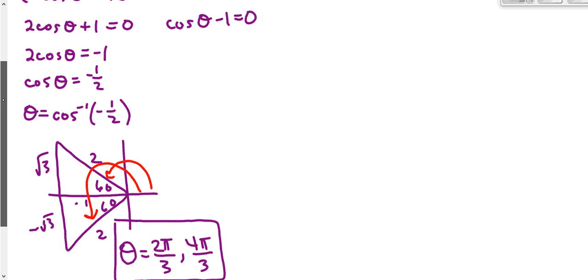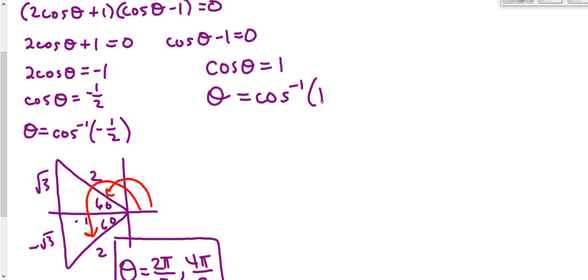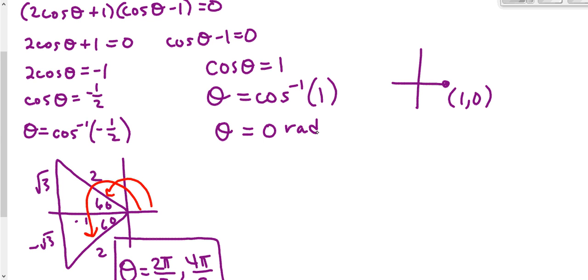And now we go back to the other equation, and we add 1 to both sides, and then take the inverse cosine. So the inverse cosine of 1 means the angle whose cosine is 1, and we know that to be our favorite quadrantal angle, 0 radians, and so theta is 0. So we have 3 answers, 0 and 2 pi over 3 and 4 pi over 3.